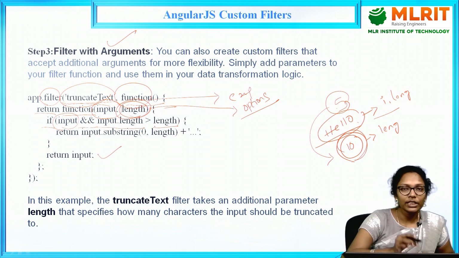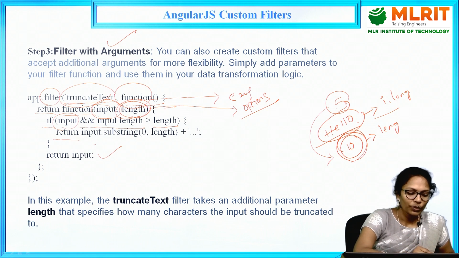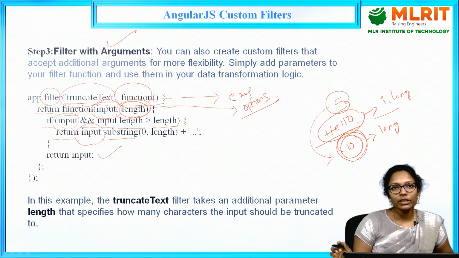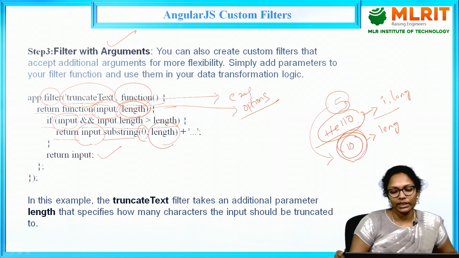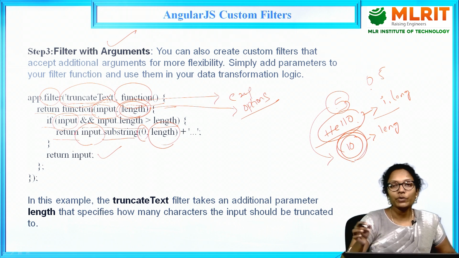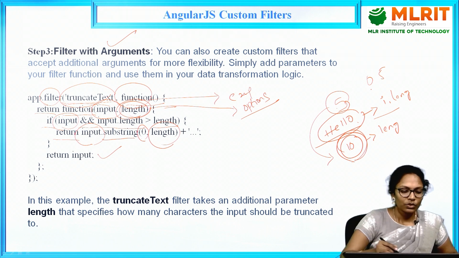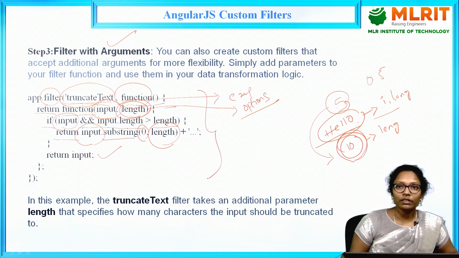If these two conditions are true, what am I returning? For the given input, apply the substring method. The substring method expects two indexes, the starting index and the ending index. The starting index is 0 and the ending index is the length. So if I give 0, 5, the characters from 0 to 4 will be returned. So that is a filter with argument.